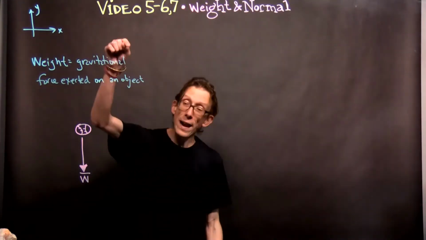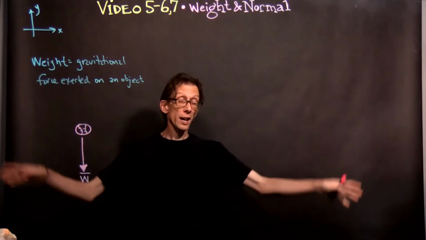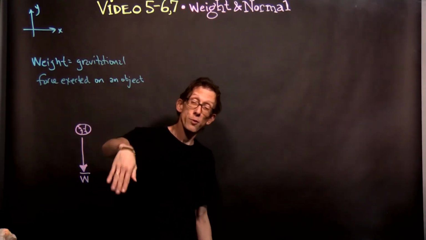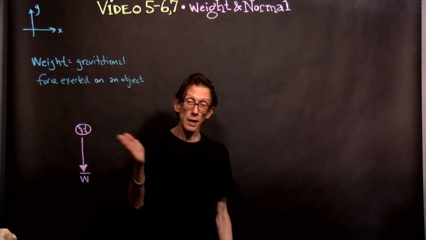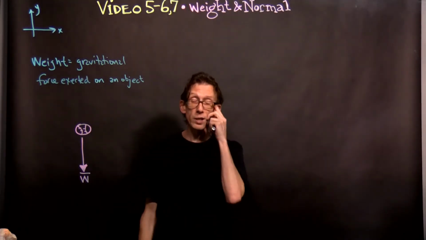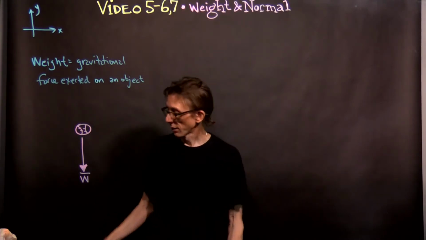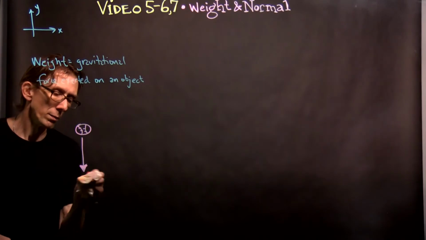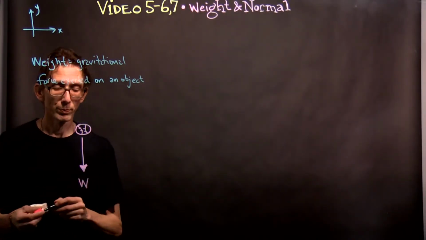So that is the weight vector pointing straight down. No other force is acting on it, just gravity, right? Just the gravitational force exerted on an object. For example, the baseball. There's the weight vector, straight down. And I put the bar over the W because it's a vector. Actually, let's just leave that vector sign off. It's pointed down. It's got a magnitude of W.